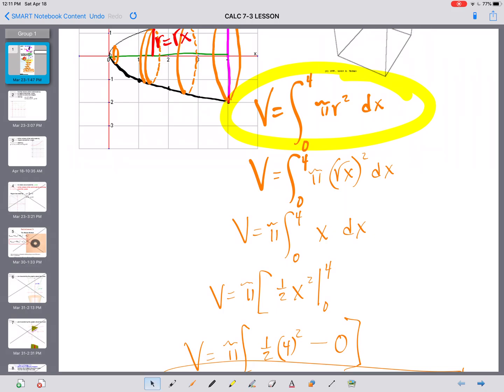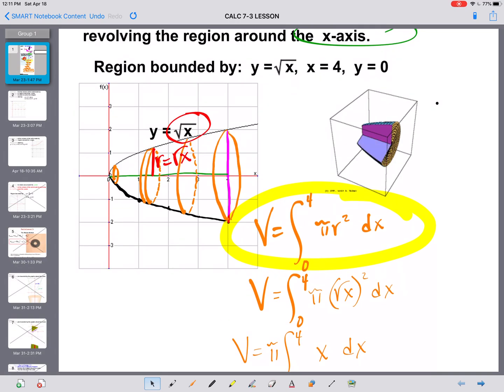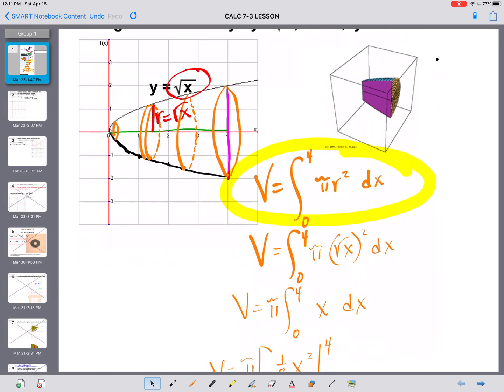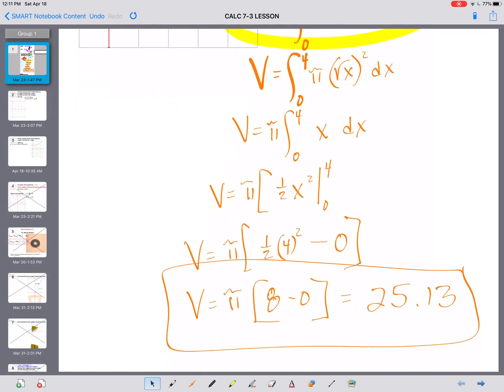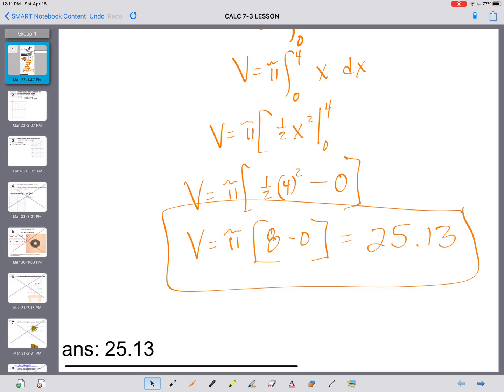And in this particular problem, the y was square root of x. So we plugged in place of the r, square root of x. We simplified it, the square root of x squared, just x. Great, we pulled the pi out front, and then we just did our integral. There we go. Okay, looking good. Let's go to number 2.